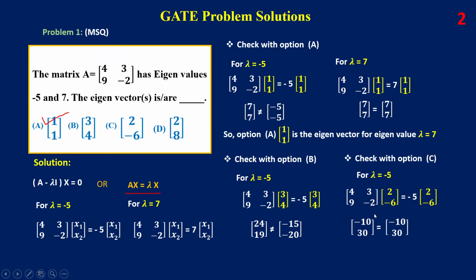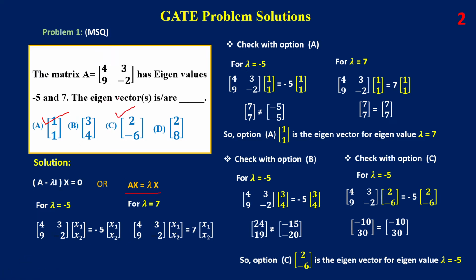So here the two sides' elements are equal. Left hand side elements are minus 10, 30. Right hand side elements are minus 10, 30. So the two sides are equal and the formulation is satisfied for lambda equal to minus 5. So this is the eigenvector. Option C is the eigenvector for eigenvalue lambda equal to minus 5. So we found two eigenvectors, one is option A, the other one is option C.